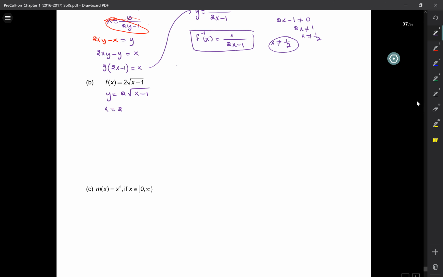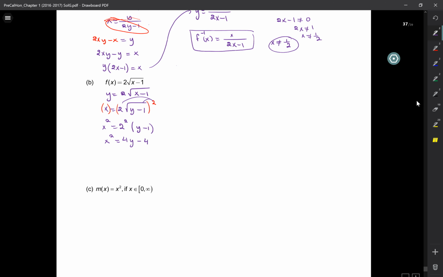x equals 2 root y minus 1. Now, I need to square both sides to solve for y. So here I'm going to get x squared is equal to, remember the 2 belongs to both of these, so 2 squared times the square root of y minus 1 squared is y minus 1. So now x squared is equal to, when I distribute, 4y minus 4.